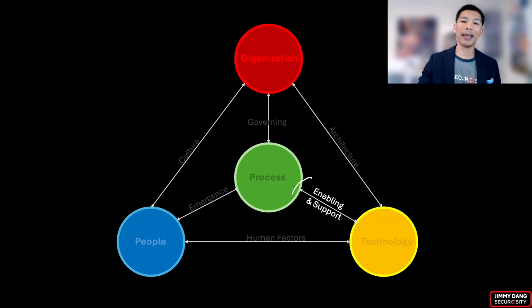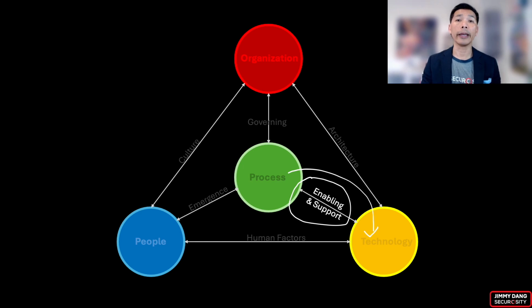Next up is enabling and support. Dynamic connector. It links process to the technology element. Its purpose is to enhance business processes with technology, making them faster and more accurate than manual methods. The design of business processes determines how technology will assist them.